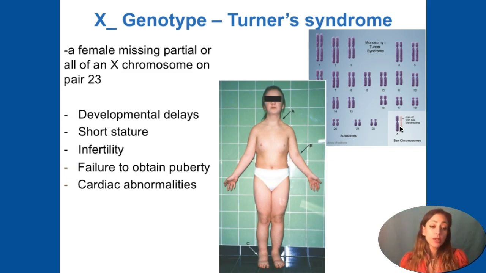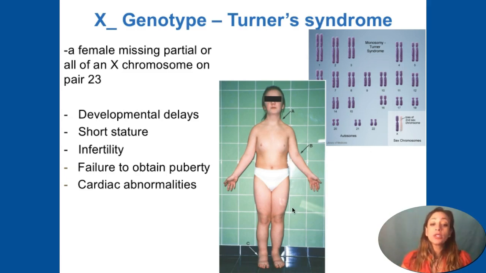What happens with Turner syndrome is that people have developmental delays. The females have a shorter stature, so they're a lot shorter than normal. And they're infertile, which means they can't have kids. They fail to attain puberty, and they have cardiac abnormalities.